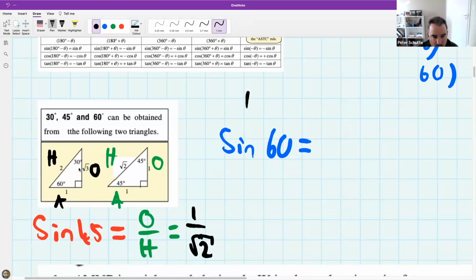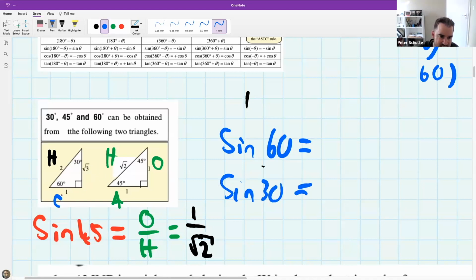Okay? So if you are dealing with 60, like we're doing now, the O will be opposite the 60. If I say to you, I want to know what the sine of 30 is, then the O would be over here and the A would be over there. Does that help?